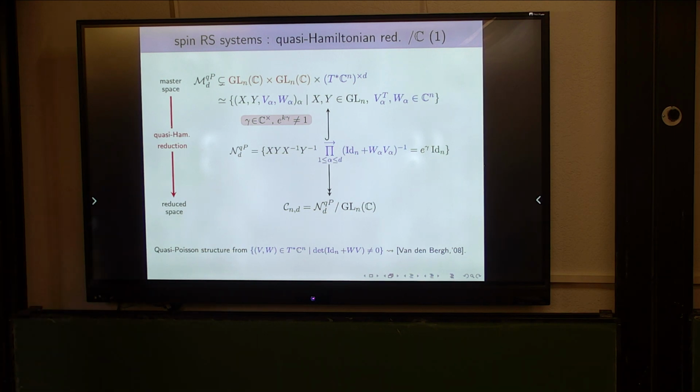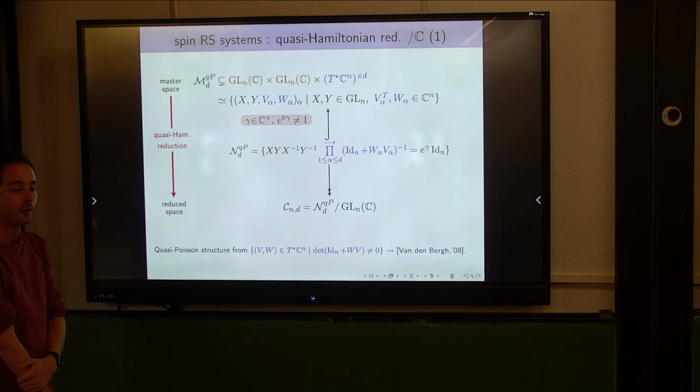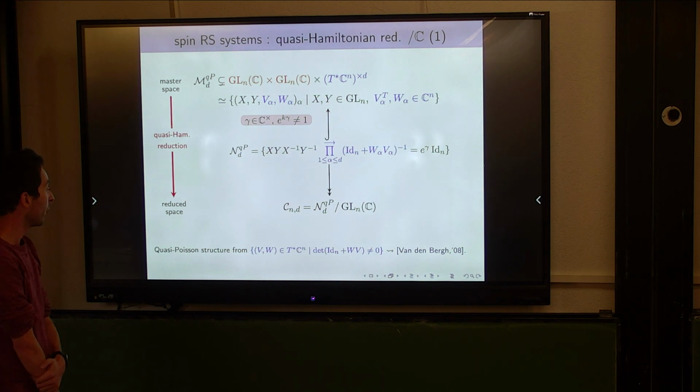Why do you write it as T star Cn? You're not using the symplectic structure on T star Cn. No, it's just for the presentation. I thought it was nice.